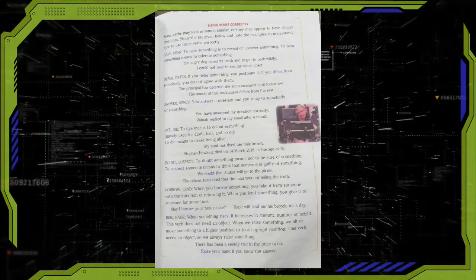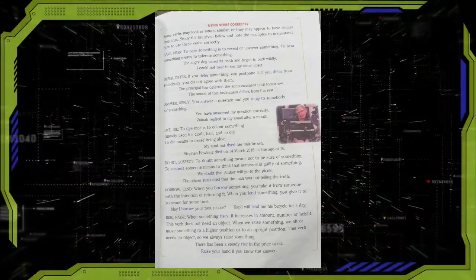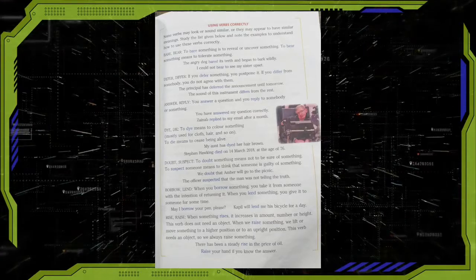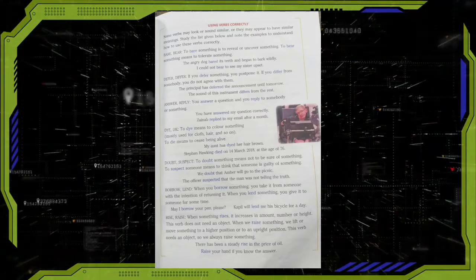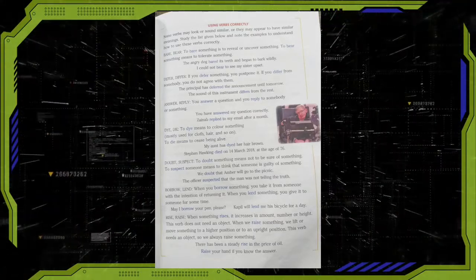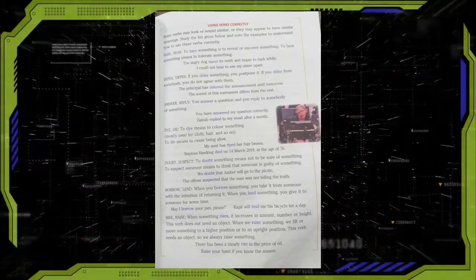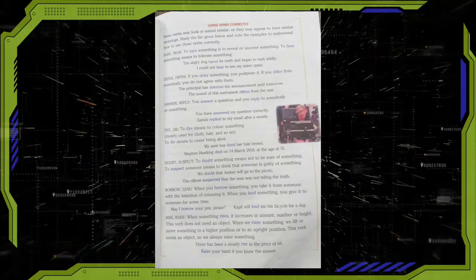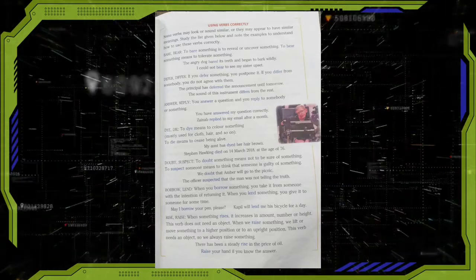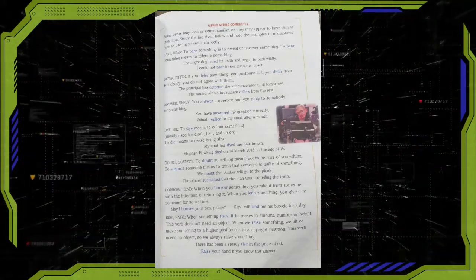Next example, the angry dog bared its teeth and began to bark wildly. I could not bear to see my sister upset. Next example is defer, differ. If you defer something, you postpone. If you differ from somebody, you do not agree with them.